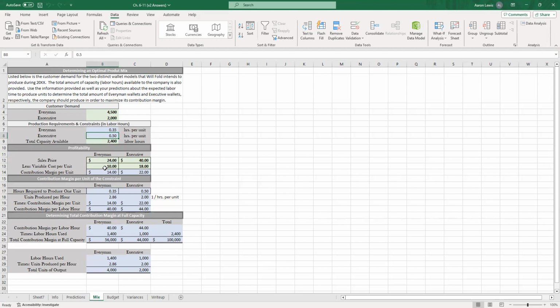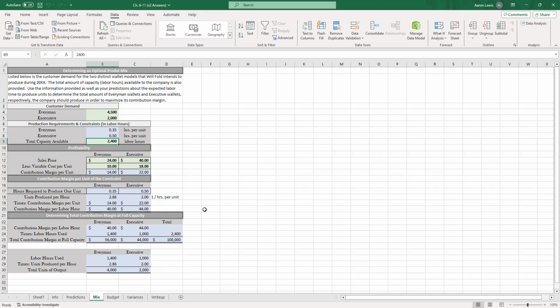With the information given here, we see that the contribution margin on the executive is higher than the contribution margin on the everyman. Convert that, turn it around over here to figure out not what contribution margin is per unit, but per the thing that we're constrained by, which is labor hours. You only have 2,400 hours of capacity. So we take 1 divided by the hours to produce each unit, and it gives us the number of units that we could produce per hour, multiply it by our margin per unit, and we get our margin per labor hour. And here we still see that the executive is the stronger of the two models.